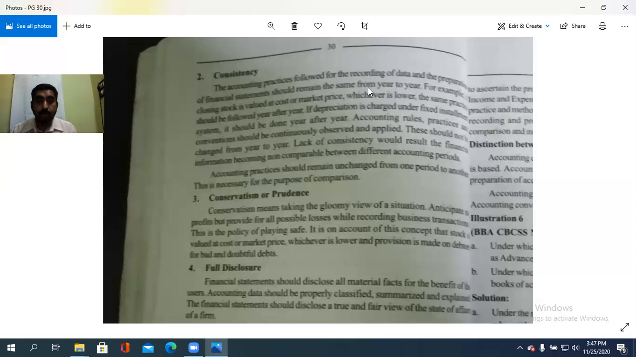Conservatism means taking the gloomy view of a situation. Never anticipate anything. That is, anticipate no profits but provide for all possible losses while recording the business transaction.